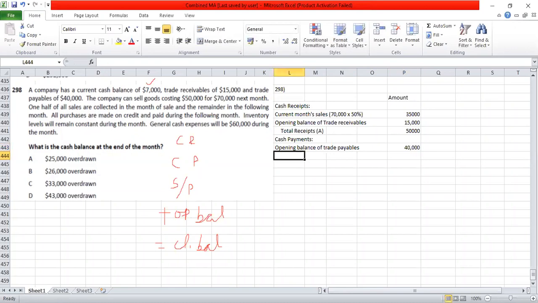Is there any other payment? There is one more payment which is mentioned. Inventory levels will remain constant during the month, and then general cash expenses will be 60,000 during the month. So we see general cash expenses. Only two items are there. Add them up. These are total payments.